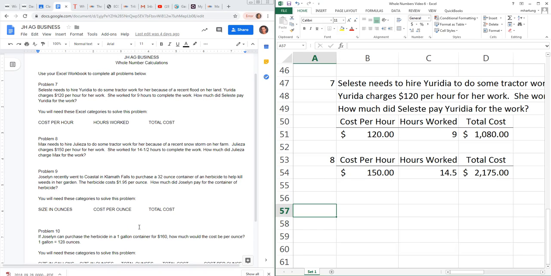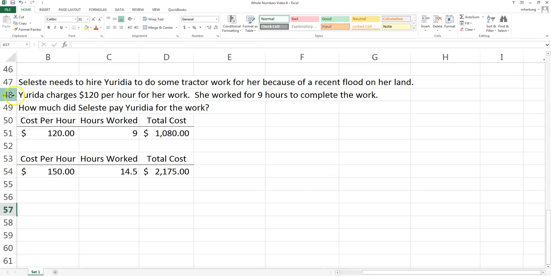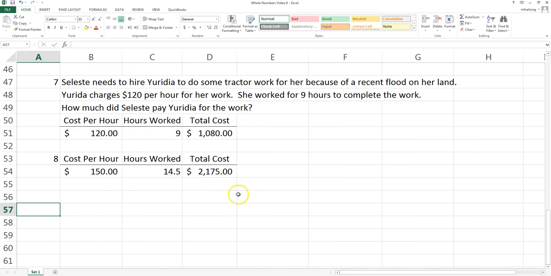Let's take a look at problem 7 as a review. Celeste needs to hire Eurydia to do some tractor work for her because of a recent flood on her land. She charges $120 per hour for her work, and she works 9 hours to complete the work. How much did Celeste pay Eurydia for the work?